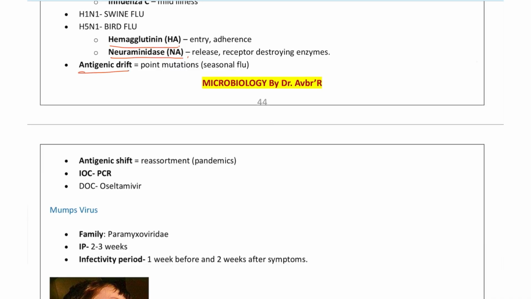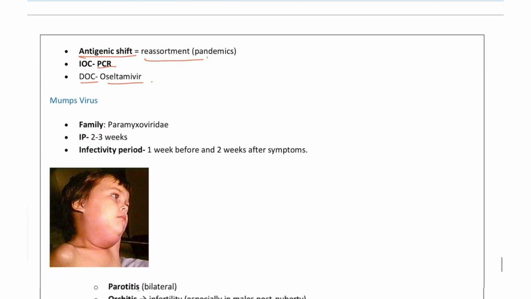What is the antigenic drift, antigenic shift? Antigenic drift is the point mutations and antigenic shift is the reassortment of the pandemics. Investigation of choice is the PCR, drug of choice is the oseltamivir.